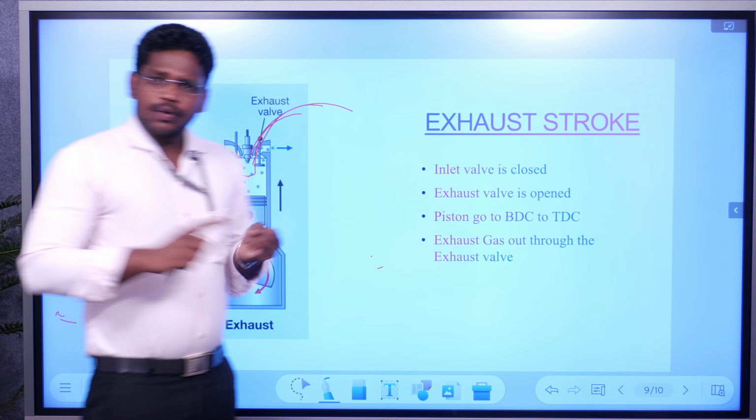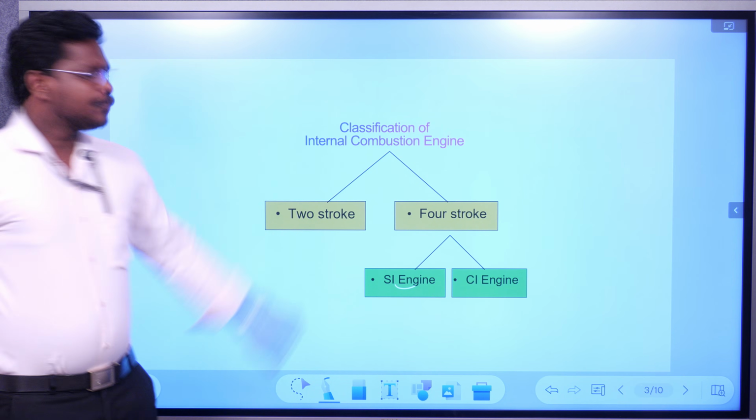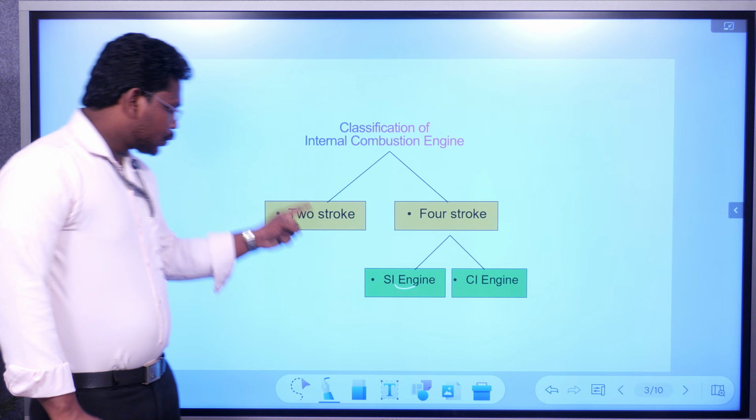If there are any questions, please ask. Classification of internal combustion engine: actually 2-stroke and 4-stroke.